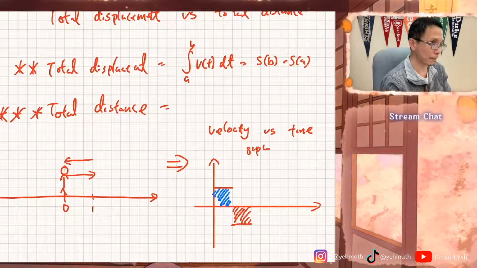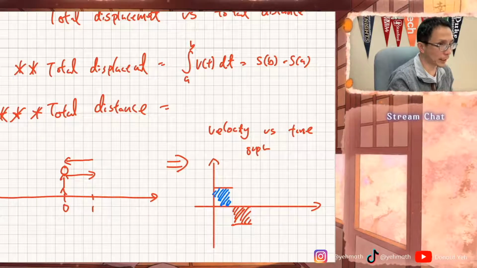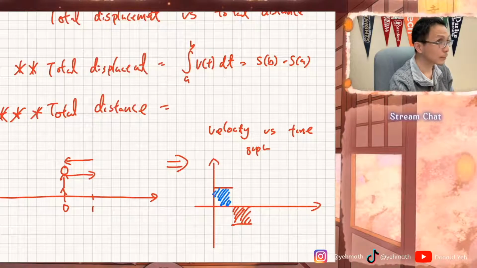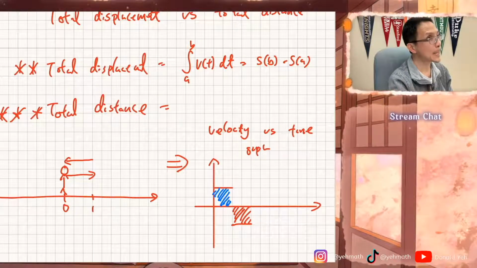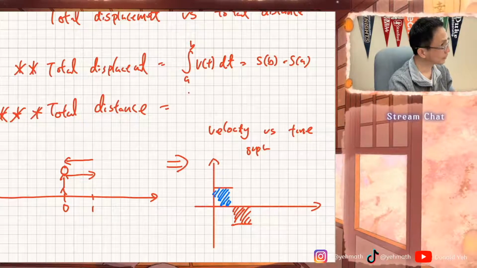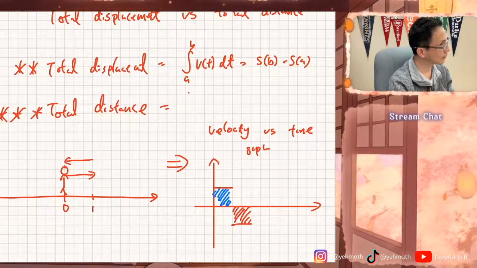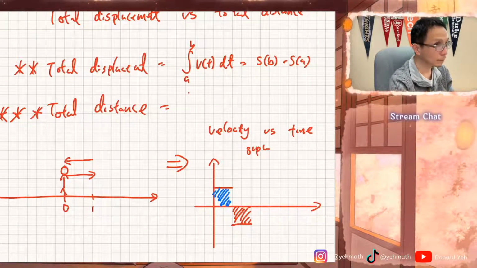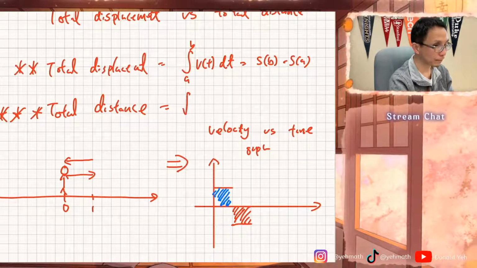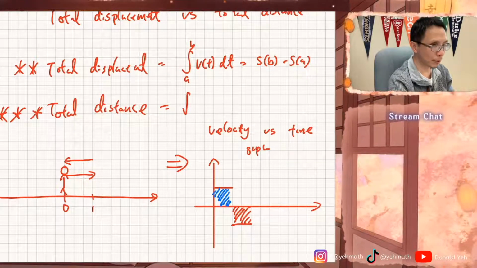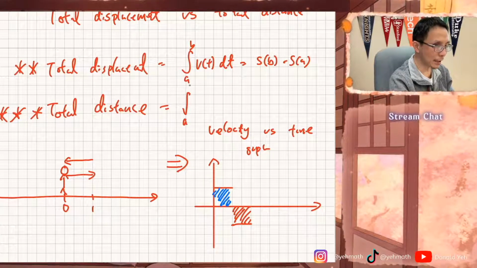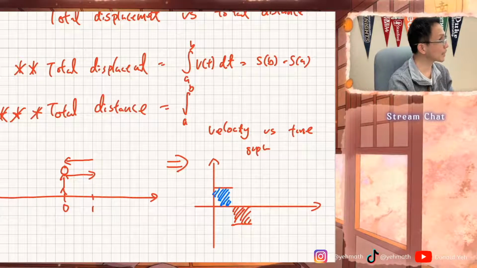Same situation. Now, what do you think the total distance equation is? 1 plus 1. No. Absolute value of a plus absolute value of b equals 2. You're on the right track. So it's the integral from 0 to 4. Not 0 to 4. We could talk about any interval. It's going to be a and b. Okay, what else?